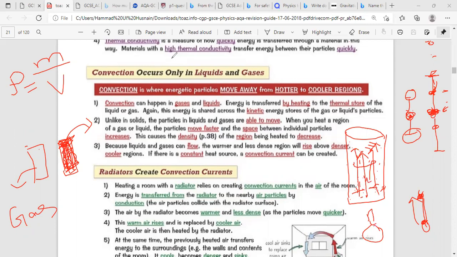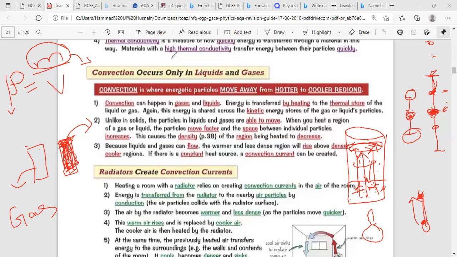So the thermal energy is transferred to the kinetic energy stores of these liquid or gas particles. And unlike in solids, the particles in liquids and gases are able to move, as I have told you. So when you heat a region of a gas or liquid, the particles move faster, and the space between the individual particles increases. This causes the density of the region to decrease. Now more of the particles will move towards the colder region. So here the particles will be fewer, and the volume is still the same. If we have fewer particles or less mass somewhere, it means the density at that portion of the cylinder will decrease. Are you getting my point?